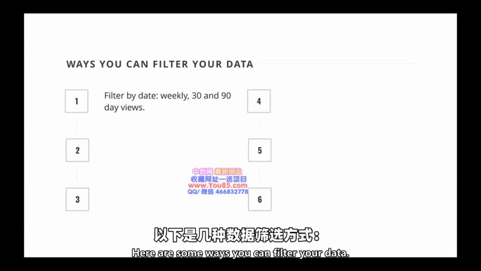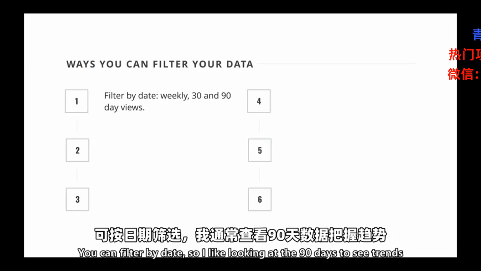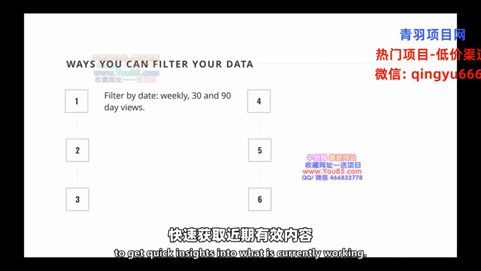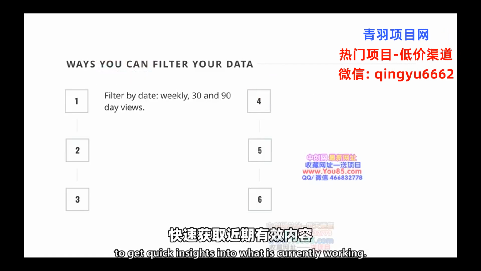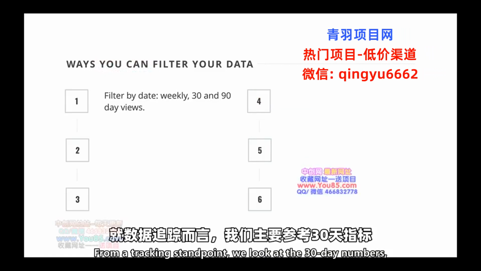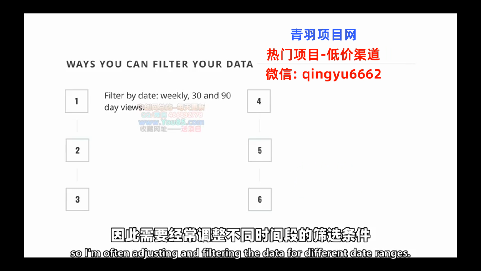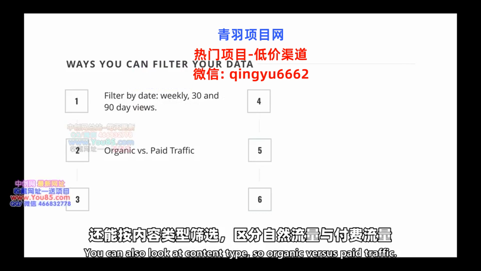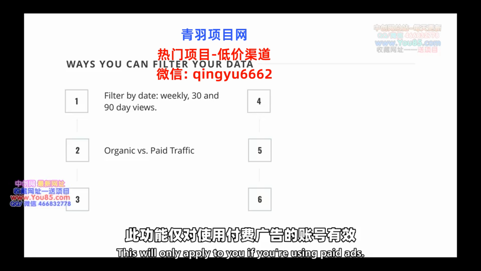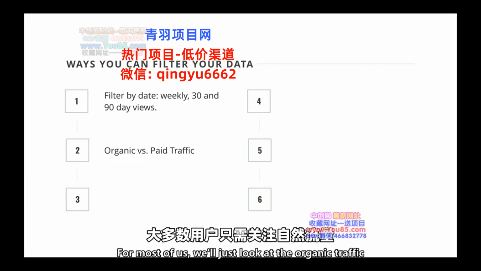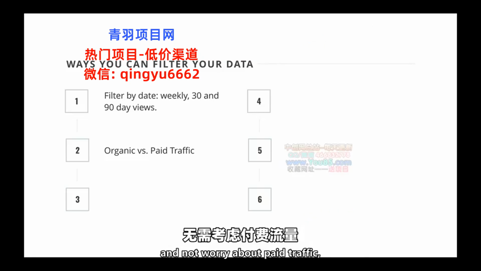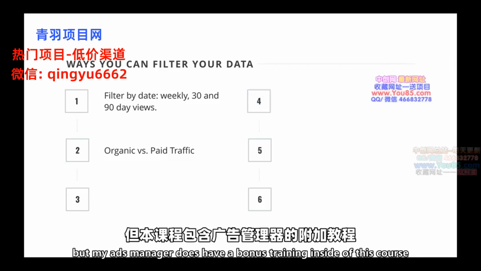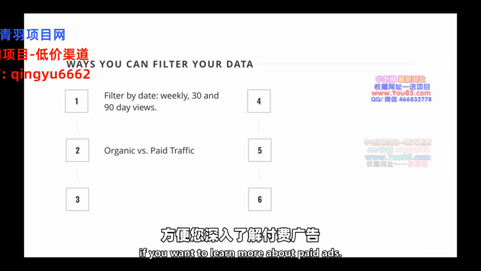Here are some ways you can filter your data. You can filter by date. So I like looking at the 90 days to see trends and also looking at the weekly view to get quick insights into what is currently working. From a tracking standpoint, we look at the 30-day numbers, so I'm often adjusting and filtering the data for different date ranges. You can also look at content type, so organic versus paid traffic. This will only apply to you if you're using paid ads. For most of us, we'll just look at the organic traffic and not worry about paid traffic, but my ads manager does have a bonus training inside of this course if you want to learn more about paid ads.